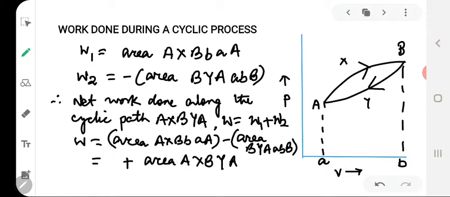Now, if one draws a cyclic path in anti-clockwise direction, the expansion curve will be below the compression curve. The net work done will turn out to be again equal to the area of the cyclic path, but it will be negative. It would mean that in such a case, work is done on the system. So for a cyclic process, if the cyclic path is traced in clockwise direction or the expansion curve lies above the compression curve, work will be done by the system. And if the cyclic path is traced in anti-clockwise direction or the expansion curve lies below the compression curve, the work will be done on the system.